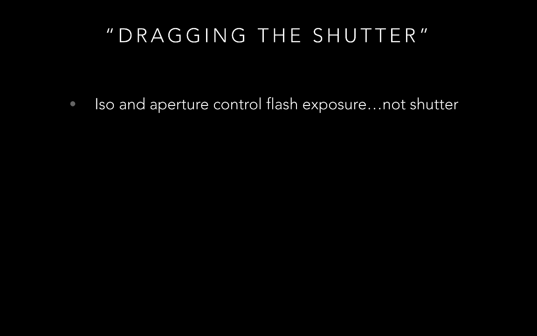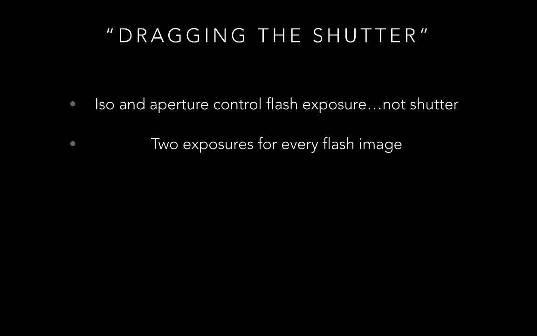Only the ISO and the aperture do that, because both of those affect how much of that flash reaches the sensor, and how sensitive that sensor is to that light. Okay, so by dragging the shutter, you have to realize that you have two exposures for every image using flash. The first exposure is your shutter exposure. What shutter speed are you at? That is going to affect how much of that ambient light soaks into the sensor.